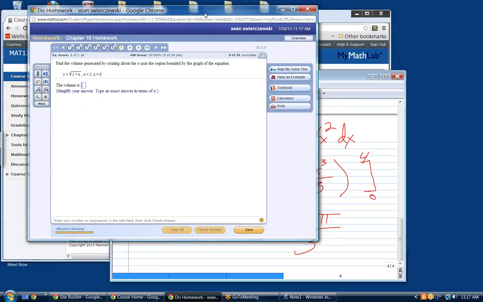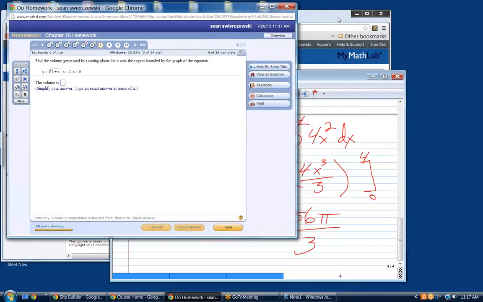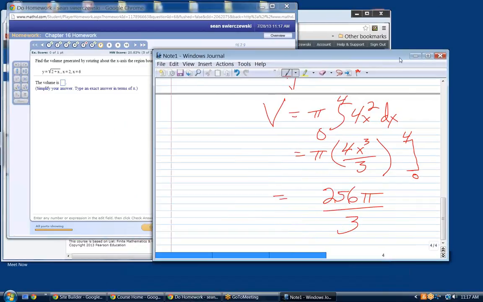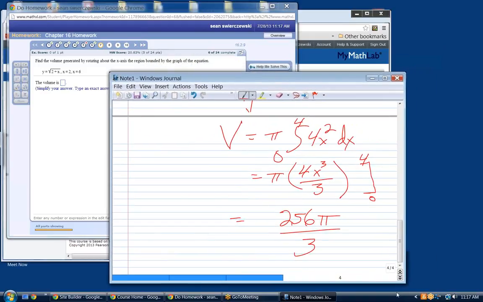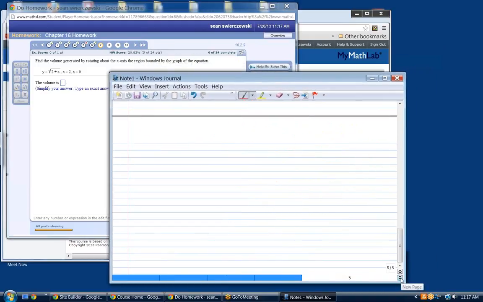Now, the reason we draw it is because you can also rotate about the y-axis, or you can rotate about the line x equals 1, or the line y equals -2, or anything. And when you do that, it becomes very confusing if you don't have a picture of it. So let's just make a quick rough drawing of this. Usually if they say they're rotating it about the x-axis, that means you're going to be integrating along the x-axis.